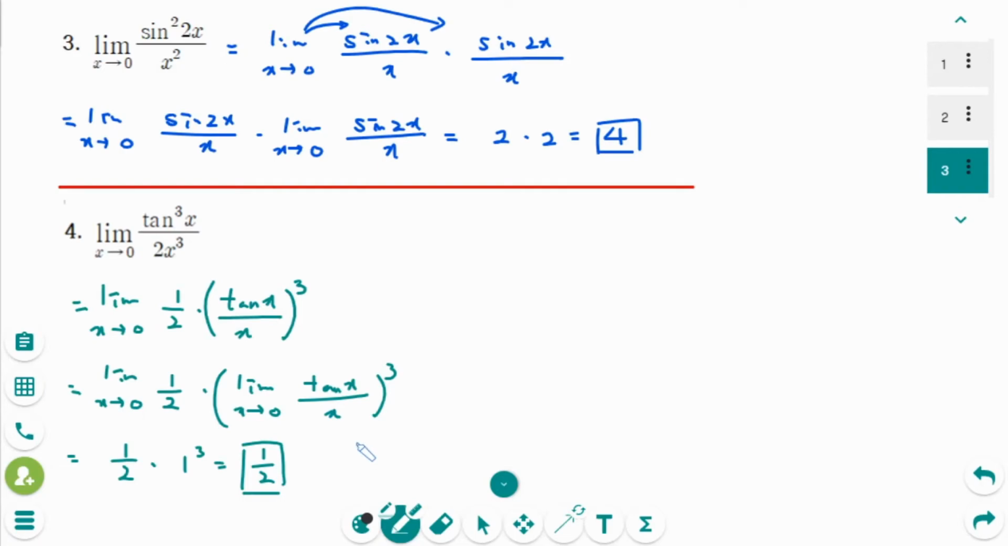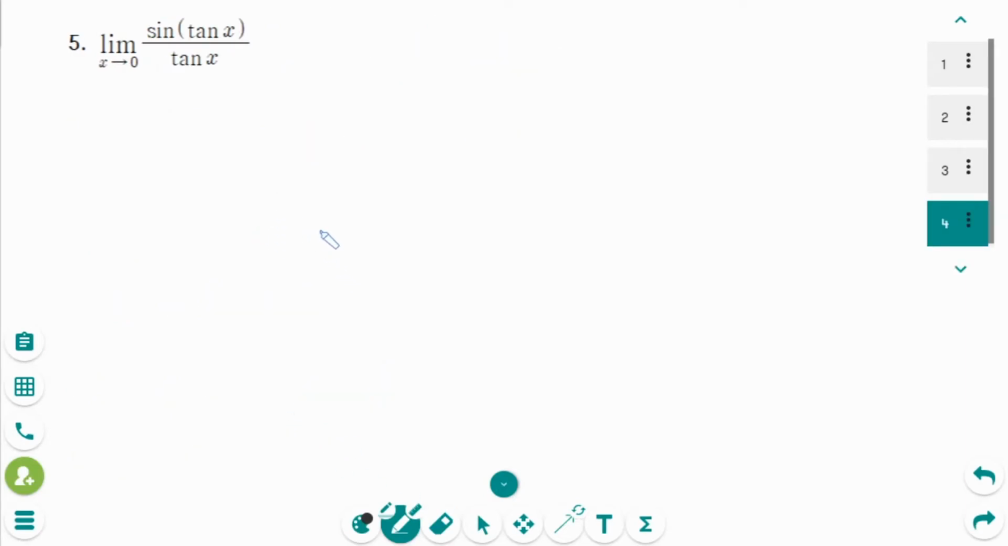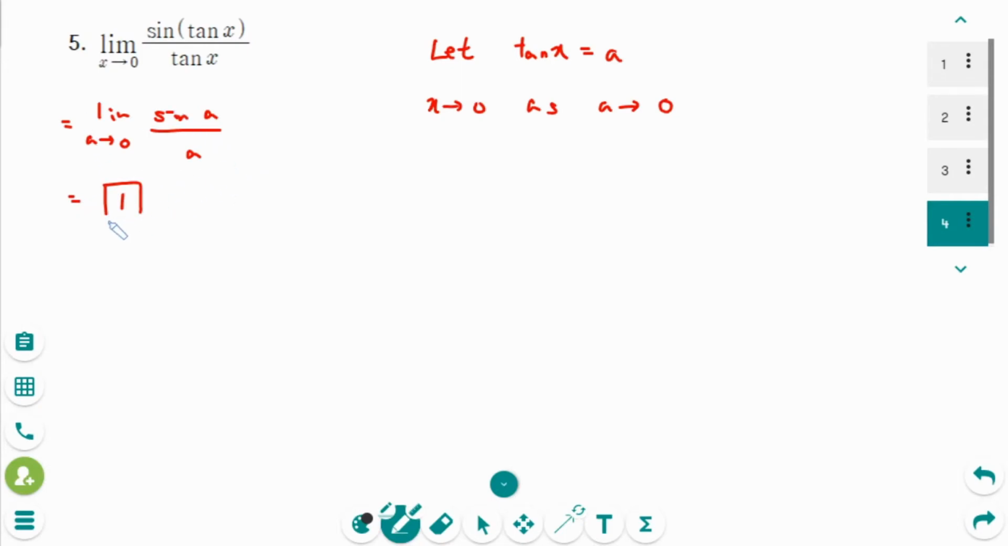Please remember, only in the limit problem think of tangent as a sine and find the answer. In this problem, use substitution. Let tangent x be a. When x approaches 0, it is the same as a approaches 0. So that one is a approaches 0. Sine tangent x means sine a over a. So that final answer is 1.